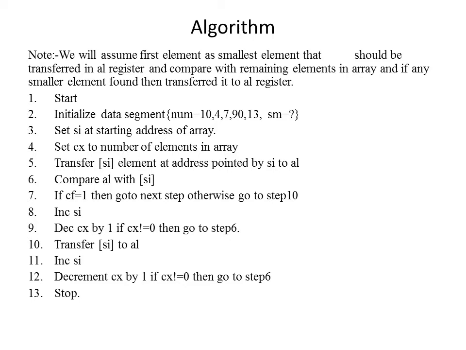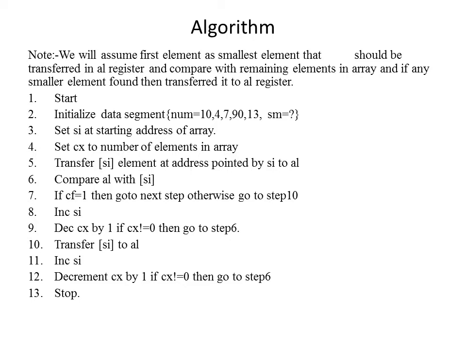By using the MOV instruction, you can set SI to the starting address, that is the offset address of the array, that is num. Then CX: how many comparisons do we want? We have 5 elements, so the CX register will be set to 5. Then transfer the content stored at the address pointed by SI, in the square bracket [SI], to the AL register. Then compare AL with [SI].